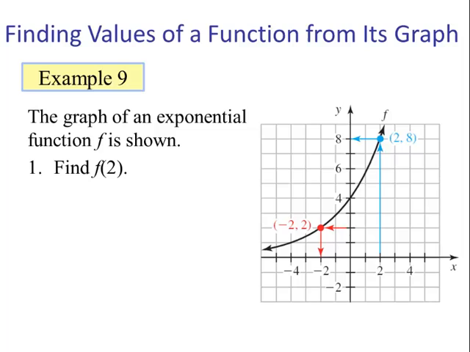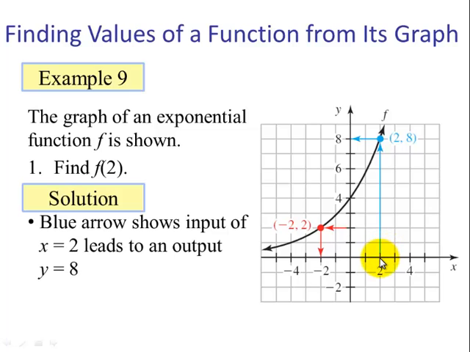Example 9. The graph of the exponential function f is shown. Find f of 2. So we want to find what is the output of this function when the input is 2. So when x is 2, what is the y value on this graph? And it turns out to be 8. So f of 2 equals 8.